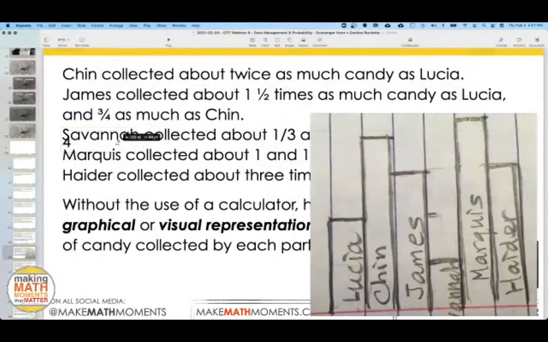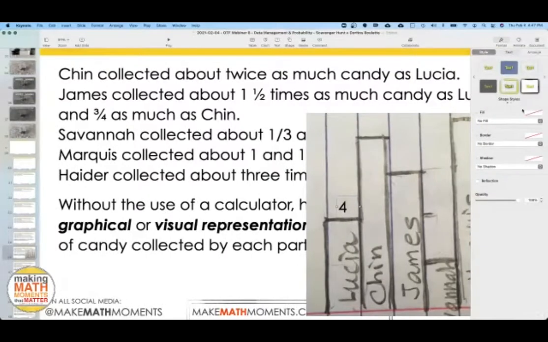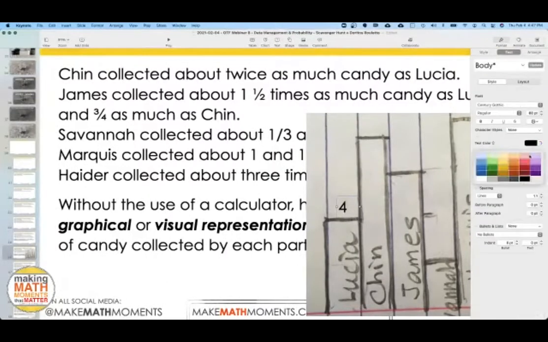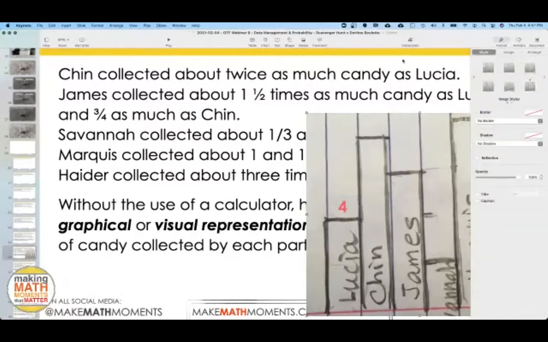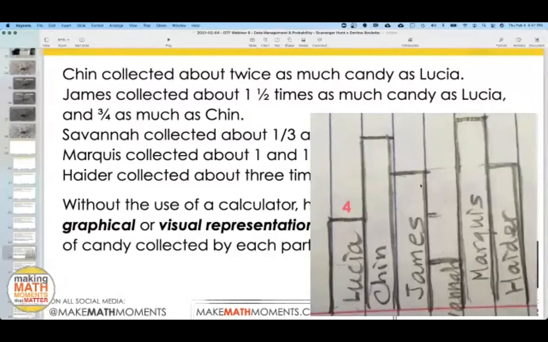And then I tried 3, but that got really messy with the fact that there was a lot of thirds, and actually 3 would have been good for thirds, but not on the part I'm trying to do. So I went with the higher every time. For example, James collected 1.5 times what Lucia did. So I had 3 for Lucia. So then I was trying to do 1.5 times 3. It gave me 4.5.